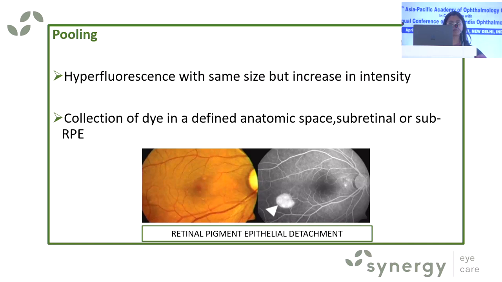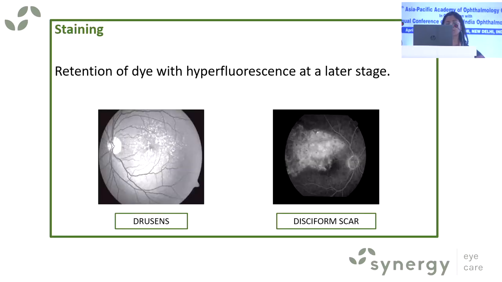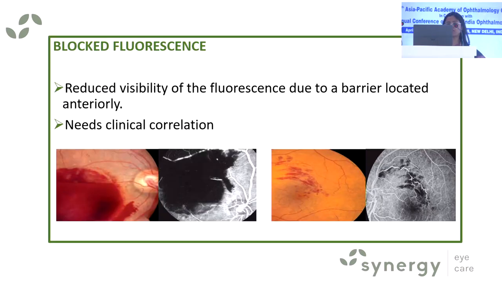Next is pooling, hyperfluorescence with same size but increase in intensity. The collection of dye is there in a defined anatomic space, as seen in retinal pigment epithelial detachment and in central serous retinopathy. Next, staining. So sometimes there is retention of dye with hyperfluorescence at a later stage, as seen with drusens and with various scars. Now let's come to hypofluorescence, where there could be blocked fluorescence.